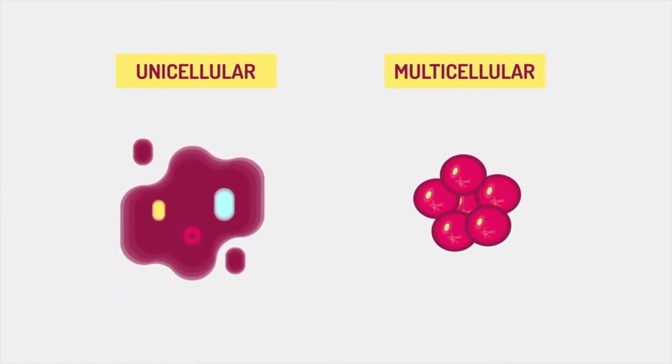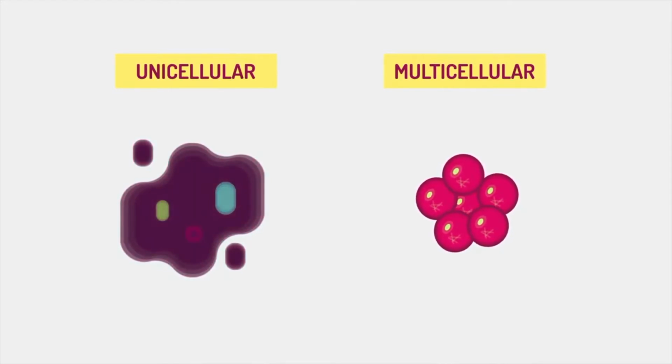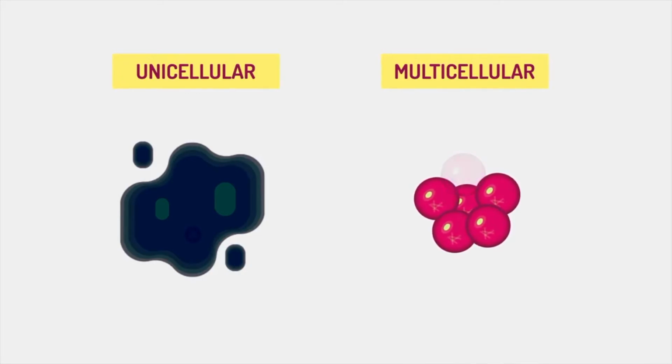Final thought to leave you with is that injury to the cell of a unicellular organism can cause death. That one cell is everything to them, whereas injury or death of some cells in multicellular organisms should not cause a problem. Those cells can simply be replaced.